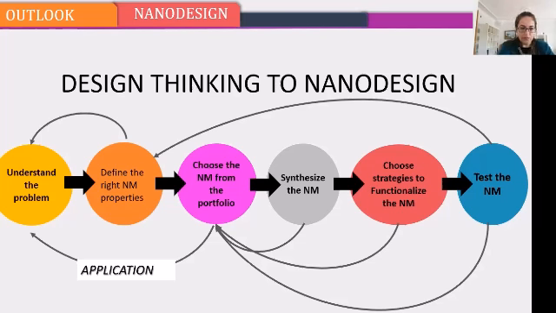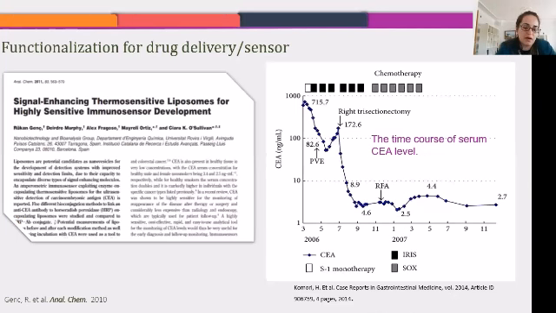This is an article from my PhD. I really like it because it is almost my first in the area. It is on signal enhancing thermosensitive liposomes for immunosensor development. I believe you know what sensors are. Sensors are tools for detecting and analyzing. It can be a gas, a liquid, or a probe for some disease detection.